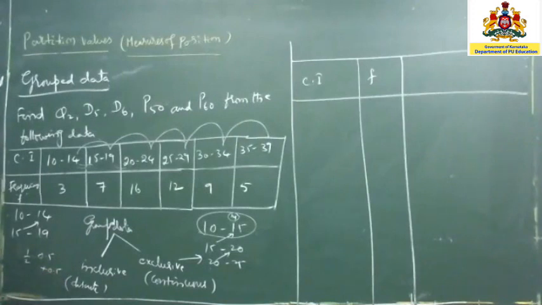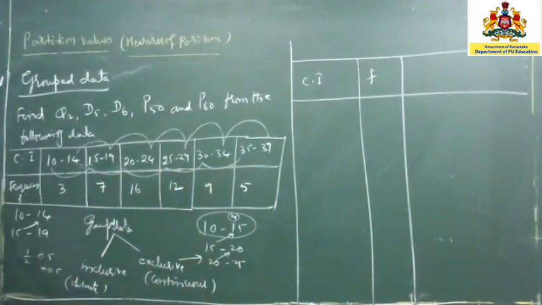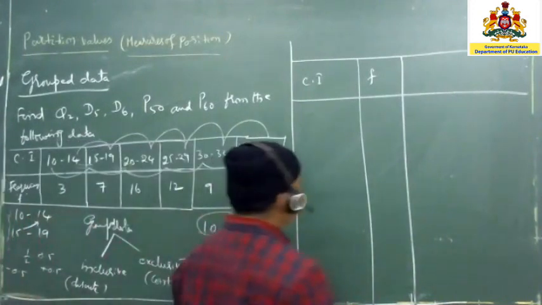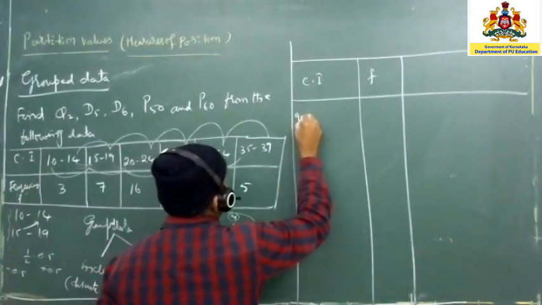We are going to subtract 0.5 from all the lower limits, that is 10, 15, 20, 25, 30, 35. These are all lower limits. For all these lower limits, we are going to subtract 0.5. Only hearing, but writing is going to be very easy. So now 10 minus 0.5, 9.5.